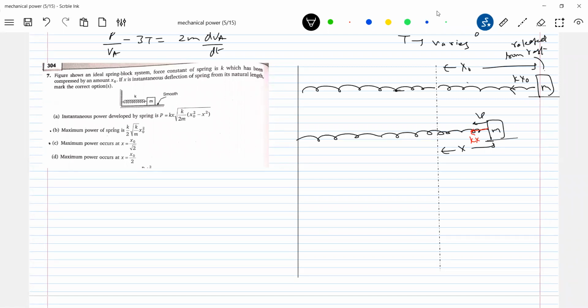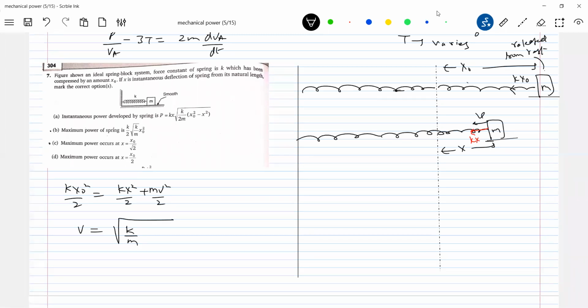So first, how to get that v? Conservation of mechanical energy. K x naught square by 2 should be equal to k x square by 2 plus m v square by 2. So what is the expression for v? v should be equal to... instantaneous power generated. This 2 will get eliminated. So the spring has been compressed.